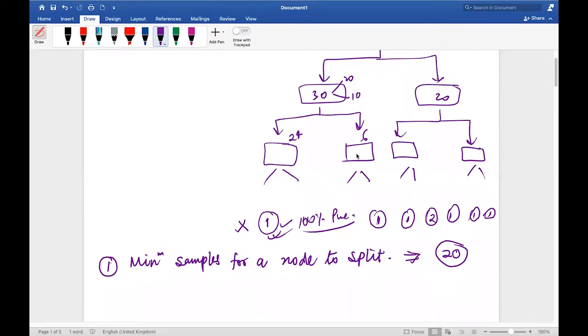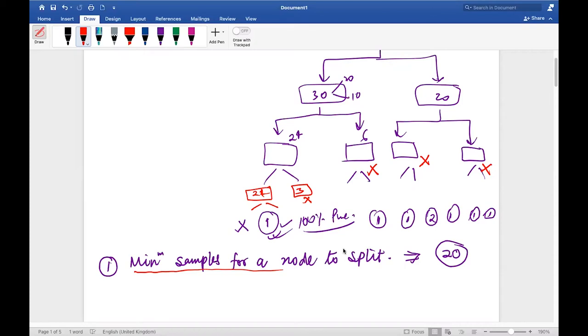If the samples inside any node are less than 20, let's say 19 or 18, or in this case, 6, will it further split? No. Even if it is not 100% pure, this particular node will not split. This is exactly 20, so it will split. But I'm pretty sure that these two nodes won't split. This will split. And let's say if one is 21 and another one is 3, then this will not split. This will further split and it will also stop at one point of time. Why? Because I have set this constraint.